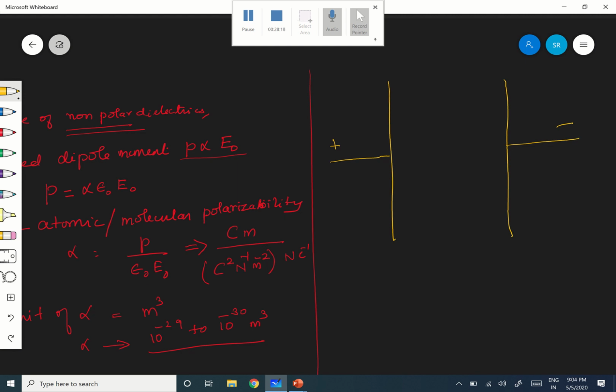What is the direction of the external electric field? E naught. It is from positive to negative, right? And now I am inserting a non-polar dielectric here. Let me have a non-polar dielectric. It is a slab, non-polar dielectric slab. I am inserting here.